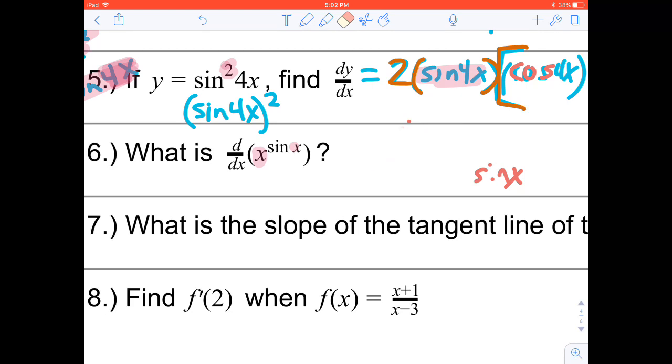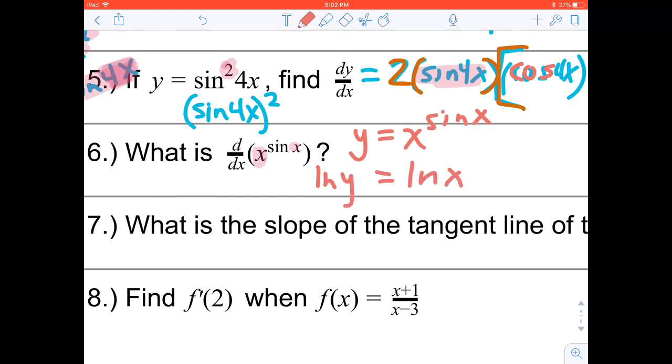But if you have something like this, x to the sine x, it's kind of hard to see what is your outside function and what is your inside function. You just can't really figure that out. So we want to take that function, set it equal to y, and then take ln of both sides. So we're going to have ln of y is equal to ln of x to the sine x.